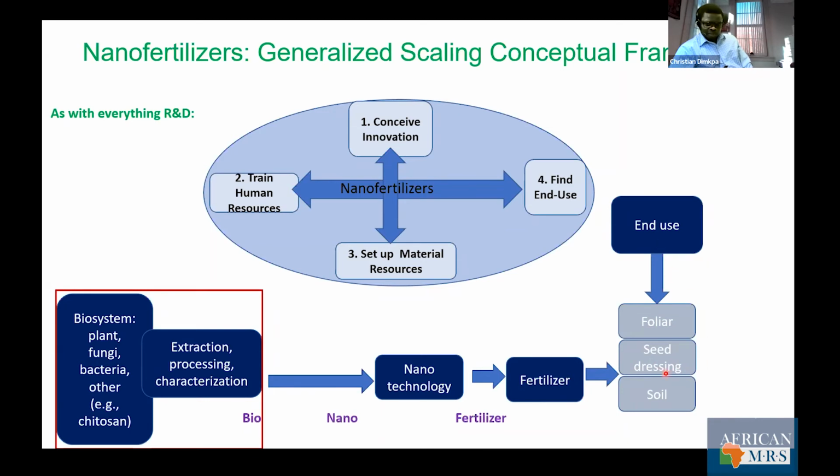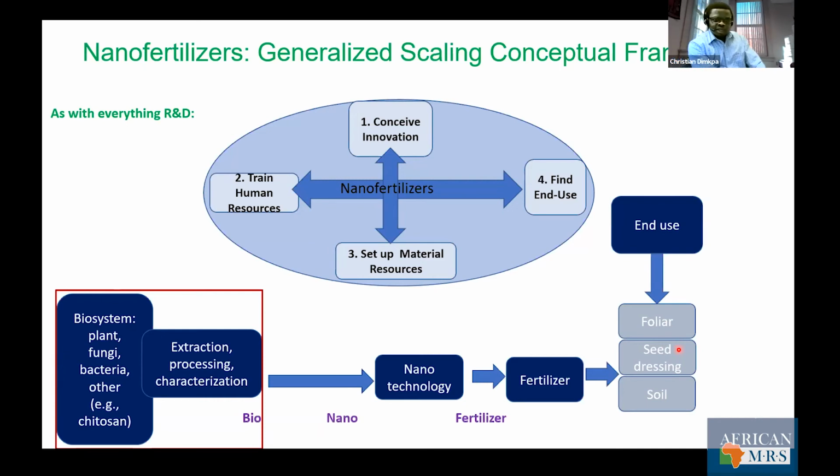So to get to this point, if you are doing nano, you have to again deal with this issue. If you are doing bio nano, you have to deal with this issue first. If you are just doing nano, then you start from here, produce your nanomaterials, convert them to fertilizer, and then you have products you can claim as R&D.